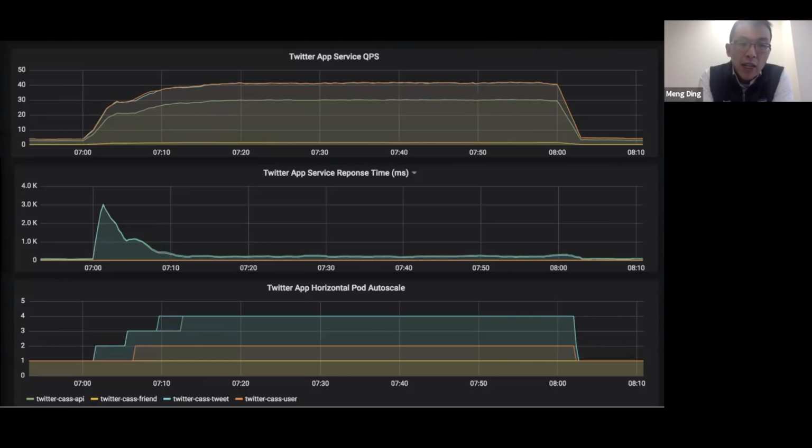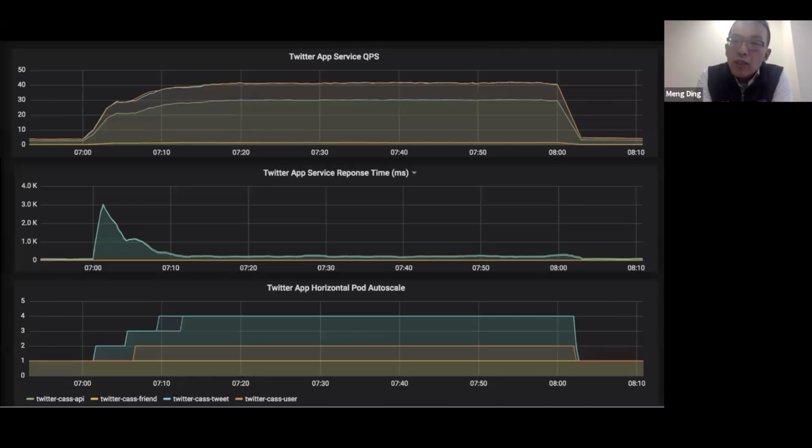When the load suddenly comes at 7 o'clock, the response time spikes to a very high number, which is not shown here in the graph, and the CPU utilization of the pod also starts to increase. I need to mention that initially every service has only one pod. As you can see here, API, friend, tweet, user, every service only has one pod. With the onset of the workload, we can see that the CPU-based HPA kicks in, and the number of pods for the API service and tweet service gradually spins up.